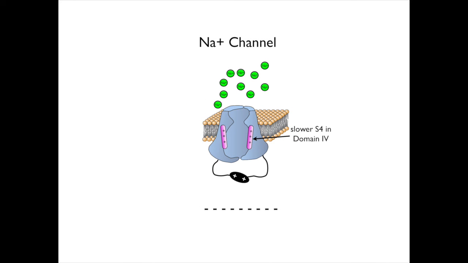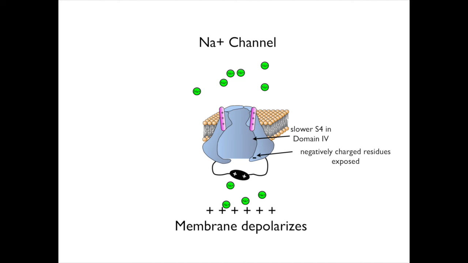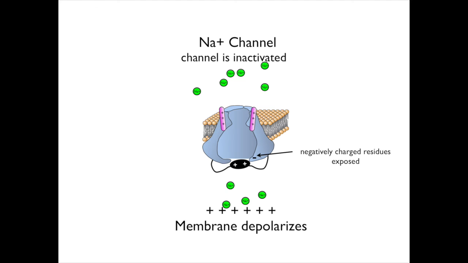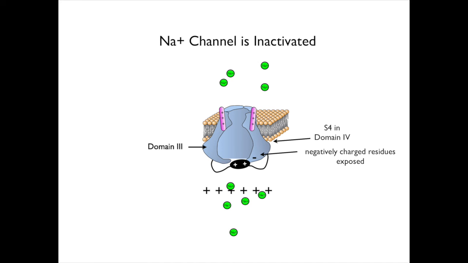Okay, let's put it all together and see it operate in slow motion. The membrane depolarizes, the S4 gates go up, gating current, the activation gate opens, influx of sodium, S4 in domain 4 moves up, exposes the negative residues, attracts the ball of the inactivation gate, and the channel is now inactivated. The sodium channel is in an inactivated state here.